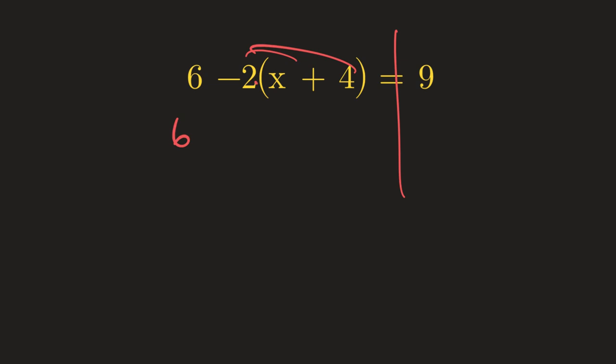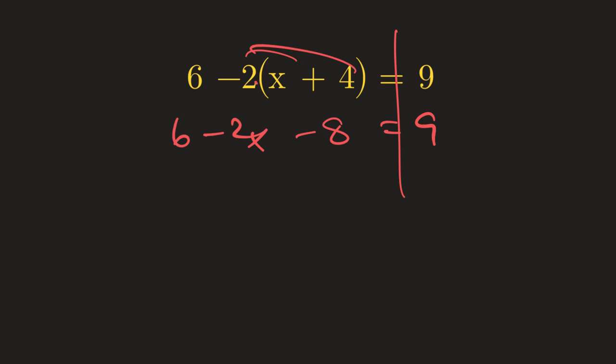Negative 2 times x, negative 2x. Negative 2 times positive 4, negative 8. We see the subtraction, we don't really see a multiplication symbol. Therefore, a lot of times that subtraction gets done first. Be careful of that. If you see distribution, get that distribution done first.